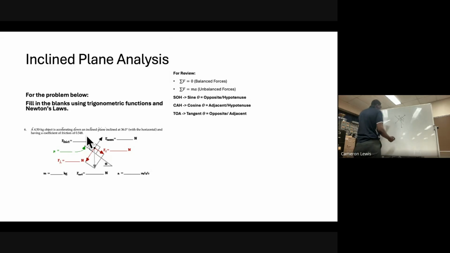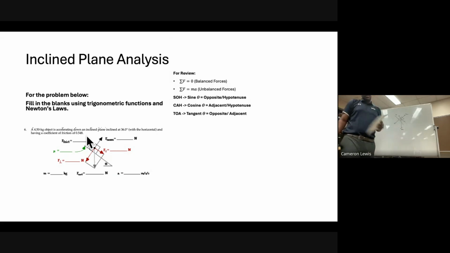It's a lot of lines, right? But we've got our normal force over here, frictional force over here, F parallel, F perpendicular, and then force due to gravity here. Now let's put this all together and start filling in the blanks, right?